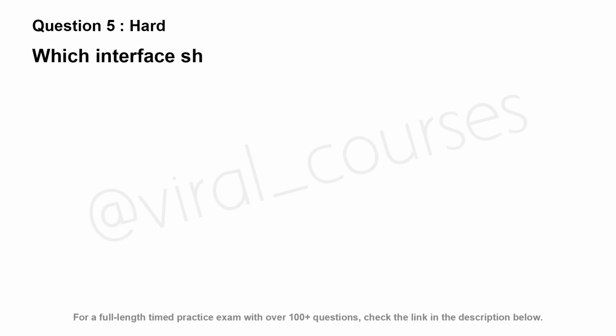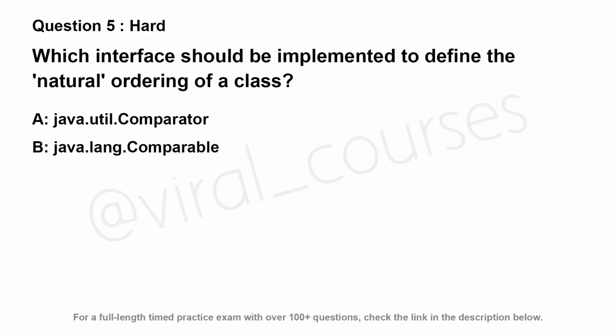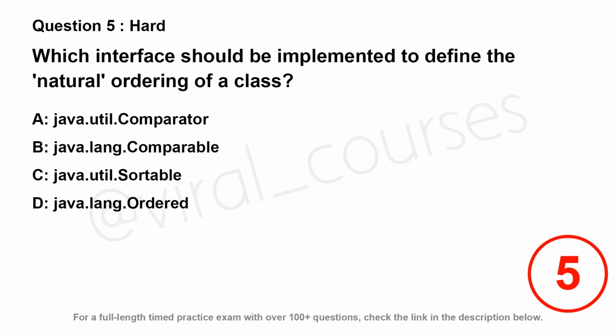Which interface should be implemented to define the natural ordering of a class? Option A, java.util.Comparator. Option B, java.lang.Comparable. Option C, java.util.Sortable. Option D, java.lang.Ordered.